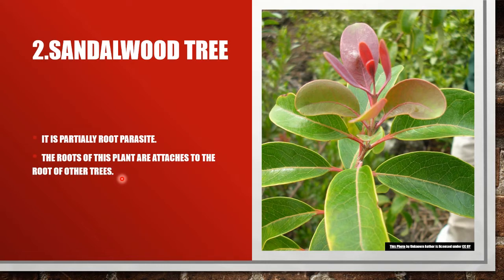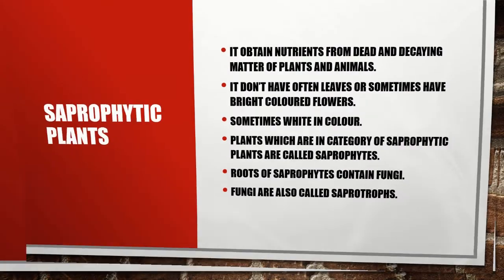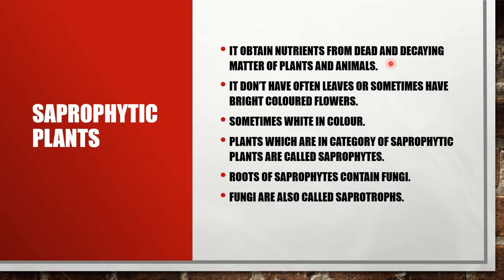Now we will learn about saprophytic plants. They obtain nutrients from dead and decaying matter of plants and animals. These plants often have no leaves at all. They are usually whitish in color, but some have bright colored flowers.